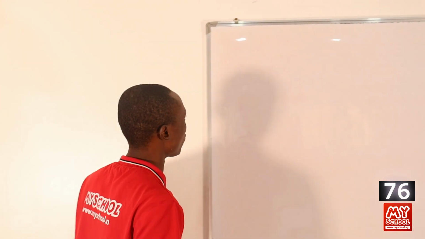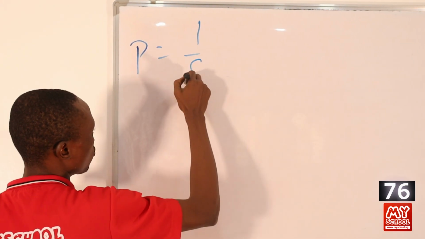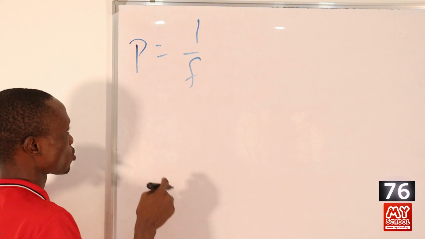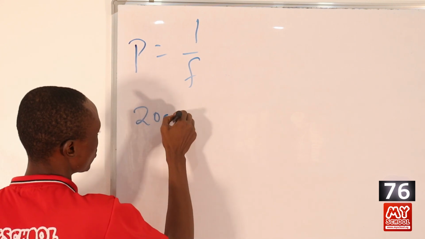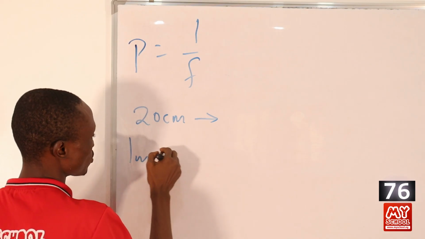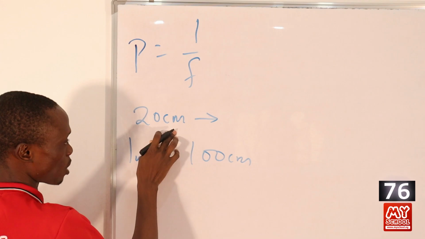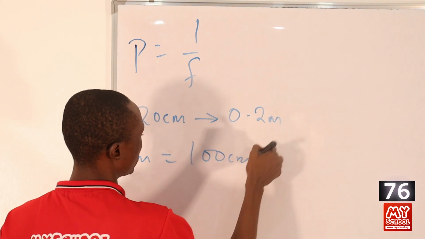So the power of a lens is given as P equals 1 over focal length. But the focal length must be in meters, right? We are told that the focal length is 20 centimeters, so we have to convert this to meters. Remember that 1 meter equals 100 centimeters, so we divide by 100. That will be equal to 0.2 meters.